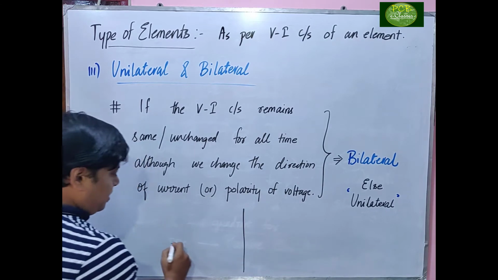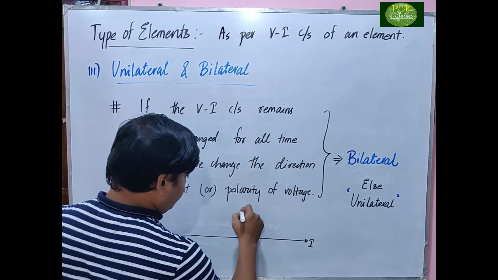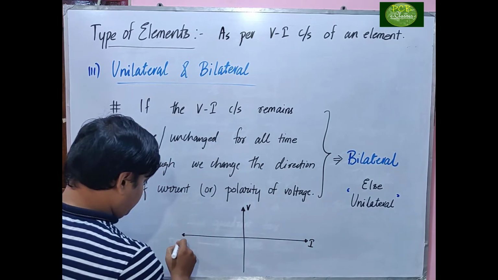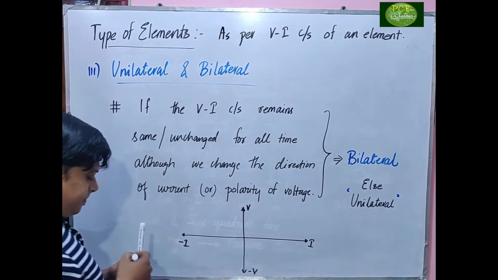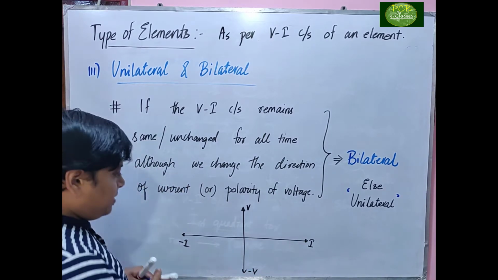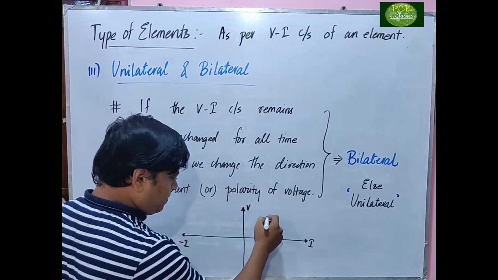For example, if this is a VI characteristic I am taking, this is I, this is V, minus I, minus V. The characteristic is, as in the first one, we will take it.